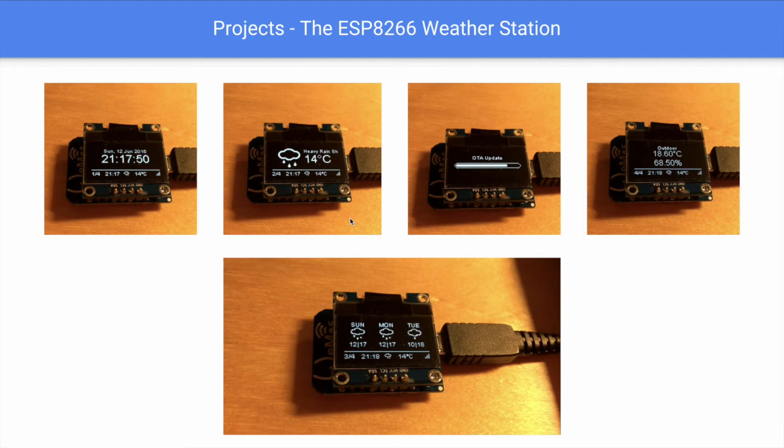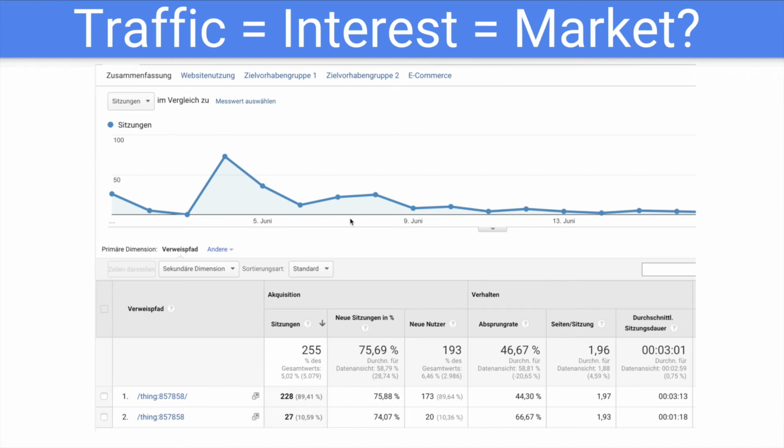So I created that project, I wrote about it, I open sourced the source code and then forgot about it. And after a while I realized that there was some interesting traffic coming to my blog, especially to this weather station project. So I went to Google Analytics and tried to figure out where that traffic came from.